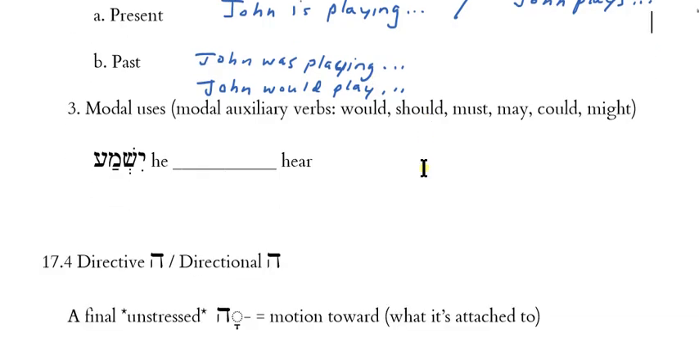And then in the third example, we have what are called modal uses. Here, as Ross describes, the imperfect conjugation may represent action that is not in the indicative mood, where it's a statement of fact, but rather a statement of what might happen, or could happen, or should happen, or must happen.